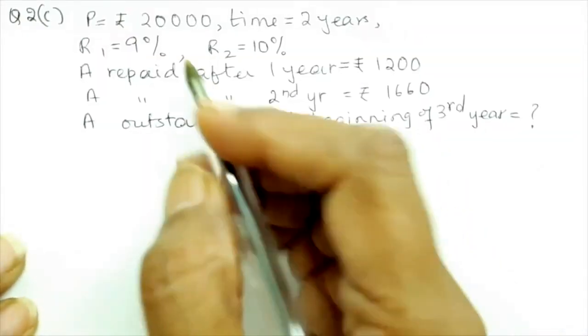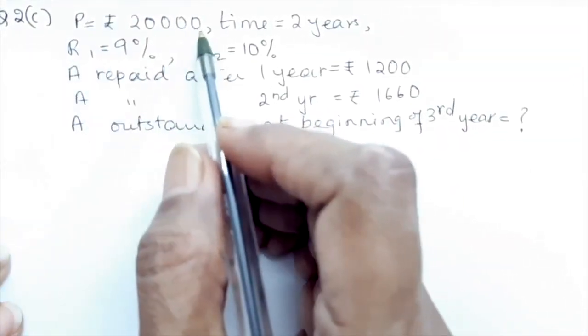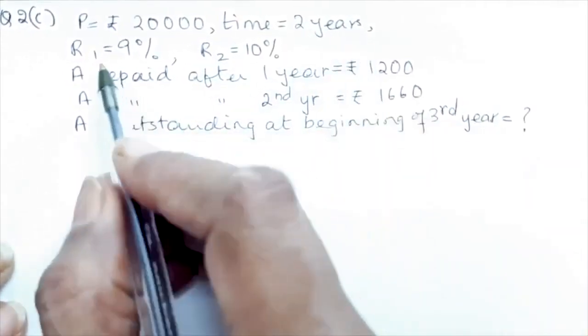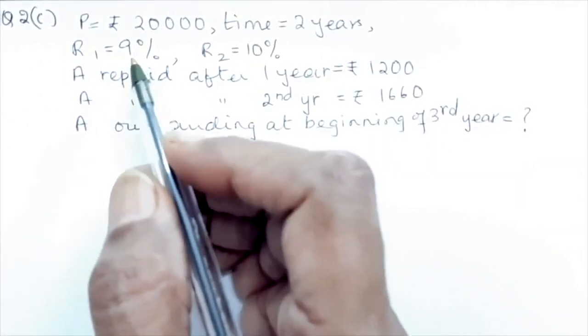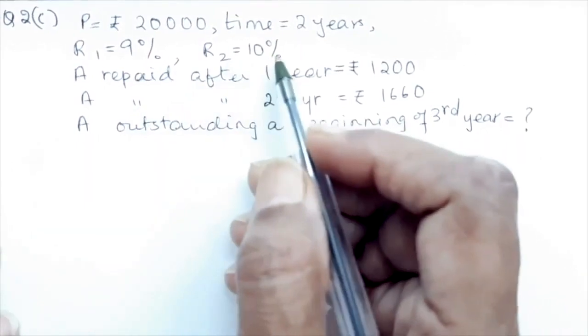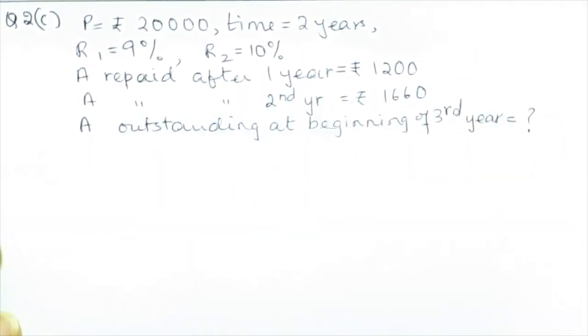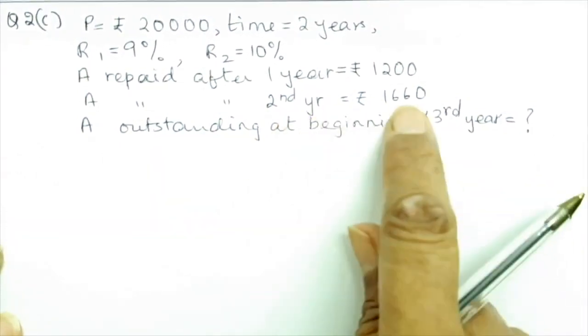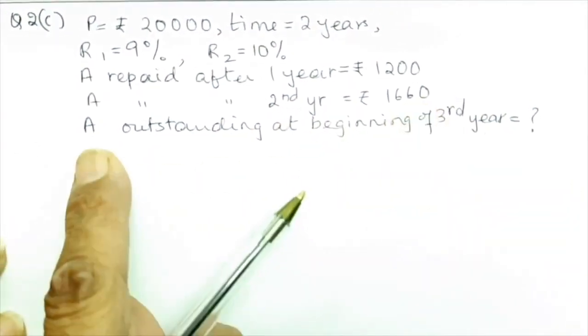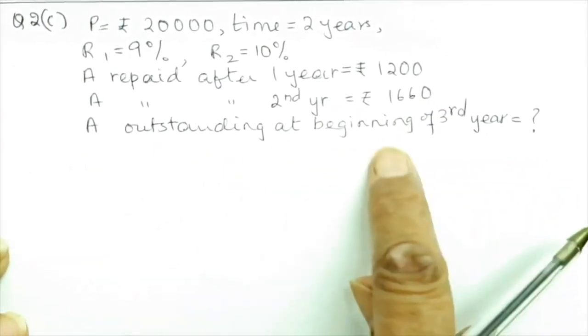So we've written the data here. The principal, that is the amount borrowed, is 20,000 for 2 years. R1, that is the rate for the first year, is 9%. R2 is 10% per annum. Amount repaid after 1 year is 1,200. Amount repaid after second year is 1,660, and we have to find out the amount outstanding at the beginning of third year.